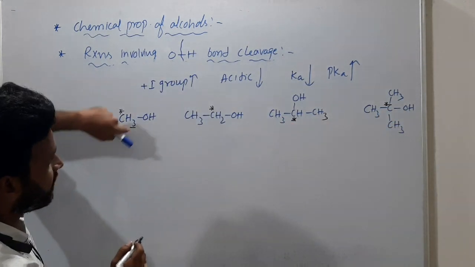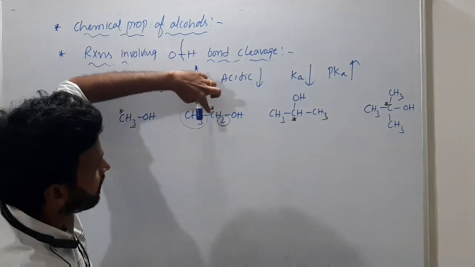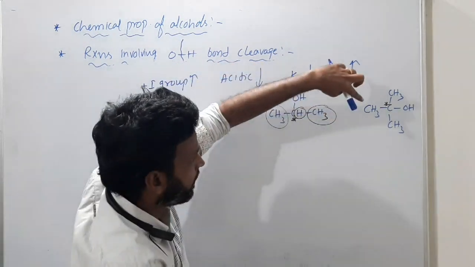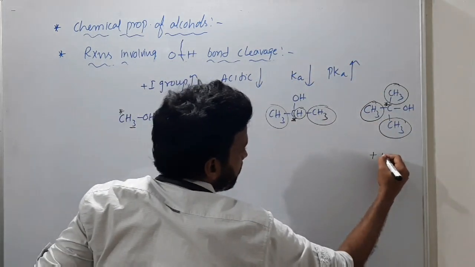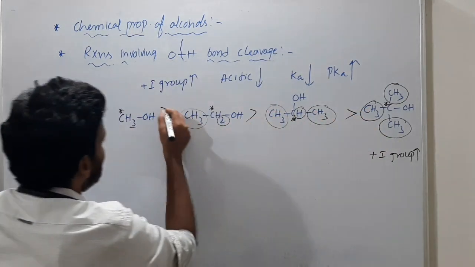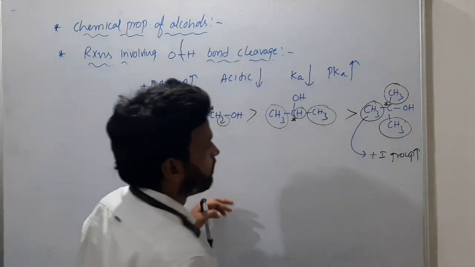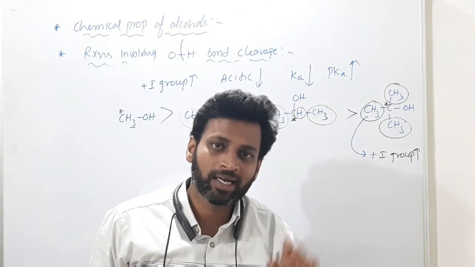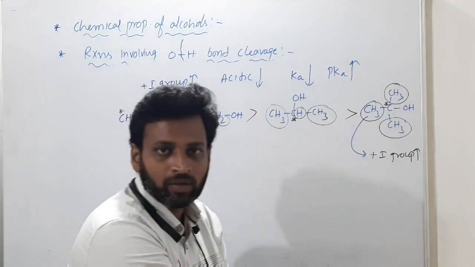So this carbon you compare everywhere. See, this carbon has 3 hydrogens. This carbon has 1 methyl group and 2 hydrogens. And this carbon has 2 methyl groups and 1 hydrogen. This carbon has 3 methyl groups. So the number of +I groups is more here. Certainly acidic character is less here because the alkyl group is a +I group. Do you remember? All alkyl groups are +I groups.